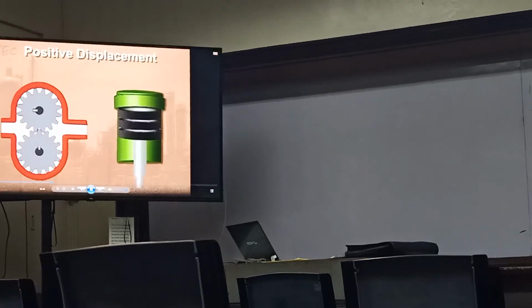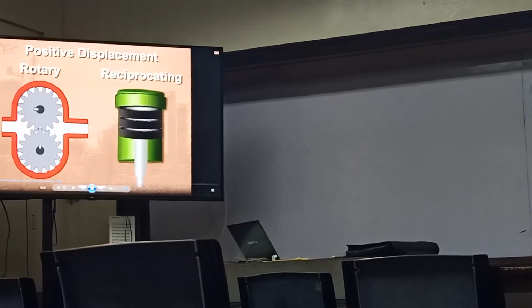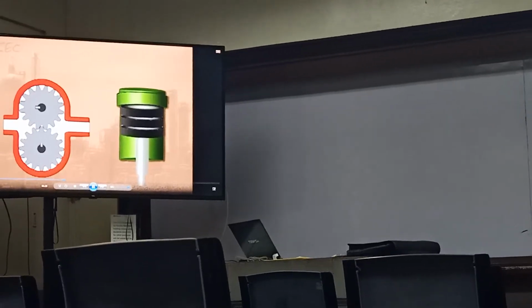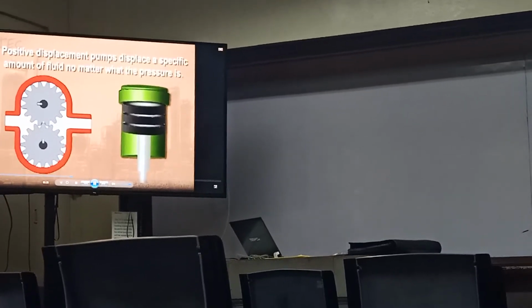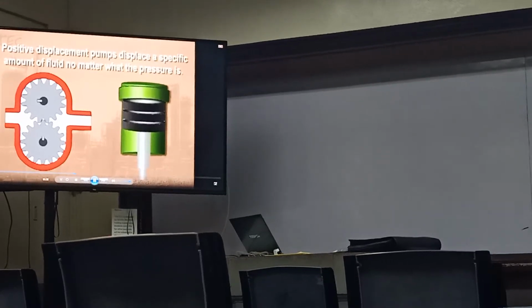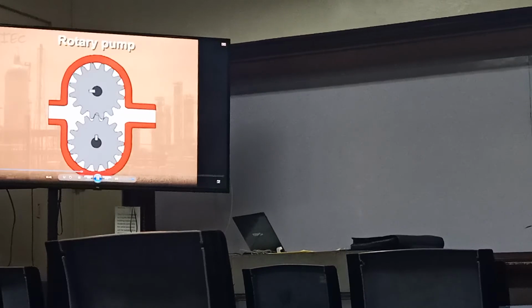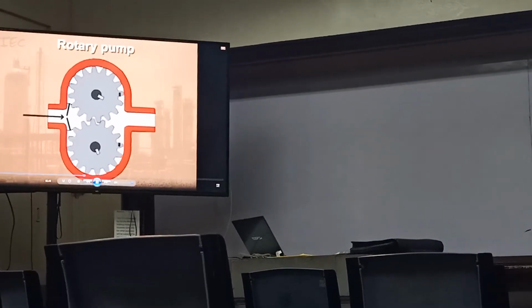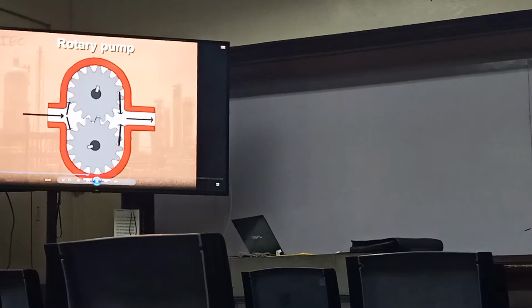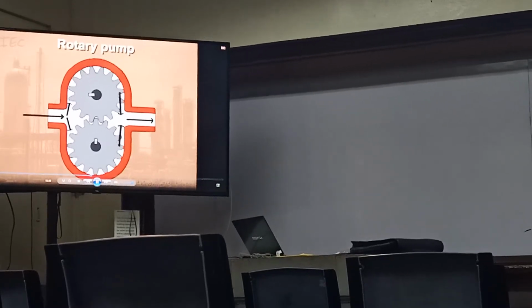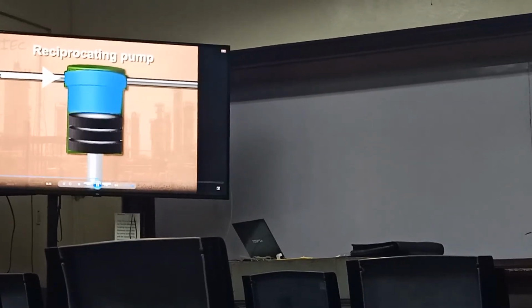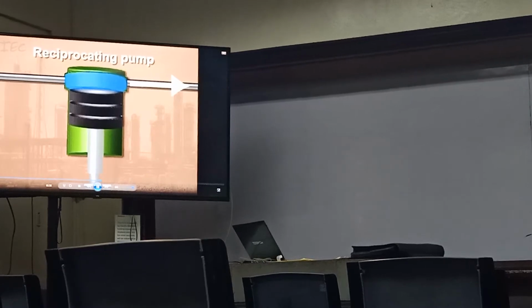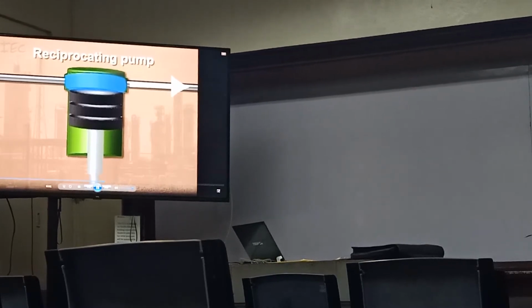A positive displacement pump moves liquids using a rotary or reciprocating motion that displaces the liquid on each rotation or stroke. Positive displacement pumps displace a specific amount of fluid no matter what the pressure is. Rotary pumps use the rotation of screws, gears, vanes, or similar elements to displace the fluid. Reciprocating pumps draw fluids into a chamber on the intake stroke and push them out with a piston, diaphragm, or plunger.